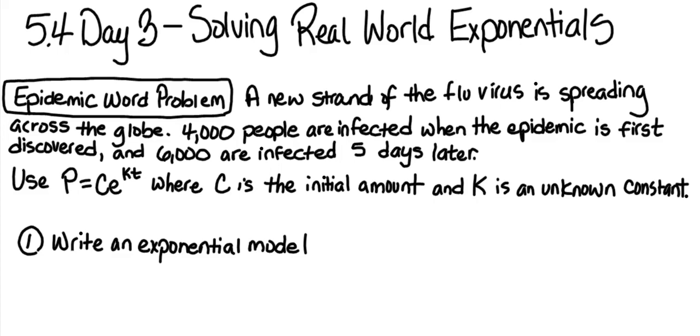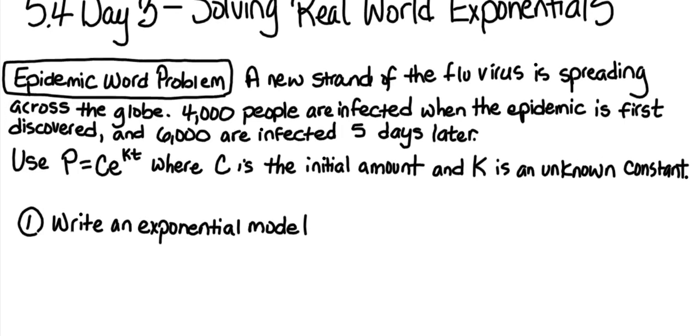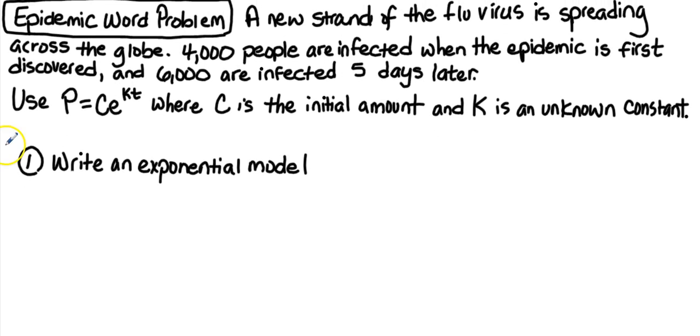Welcome back. The question reads, a new strand of the flu virus is spreading across the globe. 4,000 people are infected when the epidemic is first discovered, and 6,000 are infected 5 days later. Use the equation P equals C times e to the kt, where C is the initial amount and k is an unknown constant. And number 1 tells us to write an exponential model. So let's see how we're going to do that.